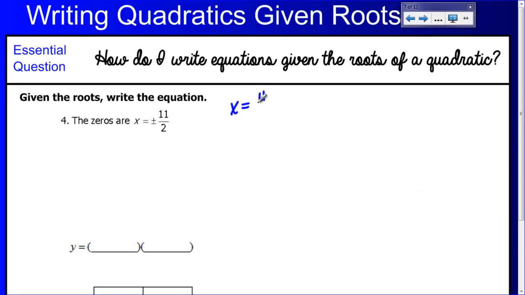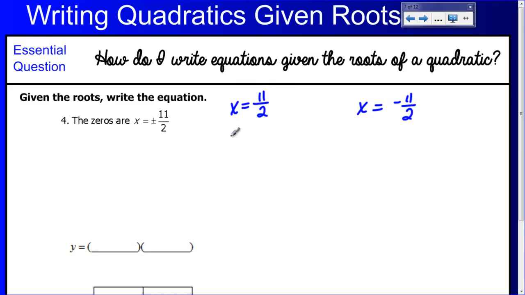So x is equal to 11 over 2, and it also means that x is equal to -11 over 2. So they're exact opposites. One's positive, one's negative. So instead of writing down both of them, I combine them into one statement and say plus or minus. That way I know they're both included.